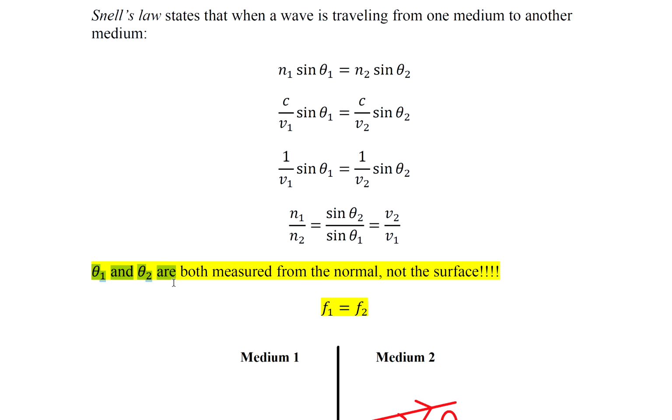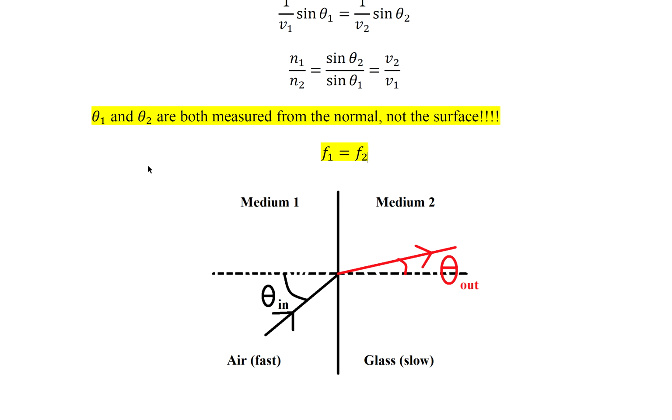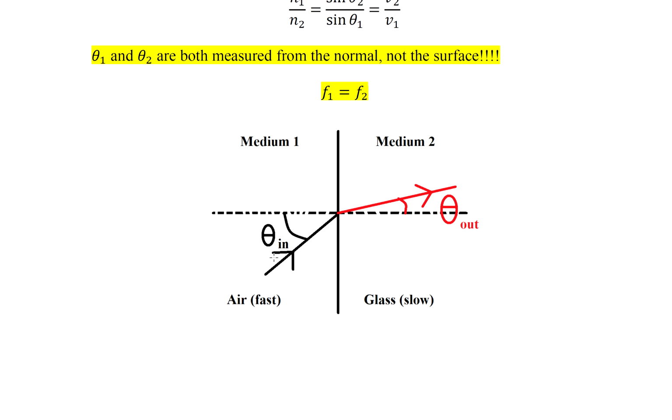So remember, theta 1 and theta 2 are both measured from the normal, not the surface. And f1 equals f2. So imagine you have something that looks like this. Medium 1 is on the left, medium 2 is on the right. If a wave is traveling through air in medium 1, and it hits medium 2, and now it travels through glass on the right side, you see you're bending toward the normal. Because you go from fast to slow, you bend towards the normal here.